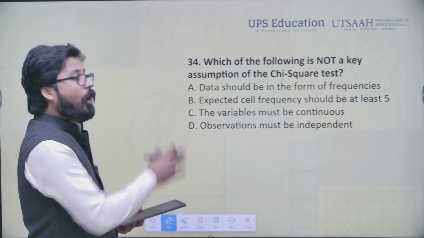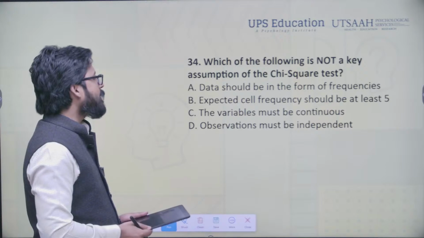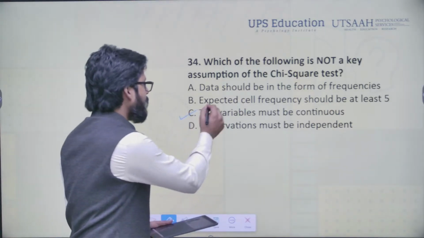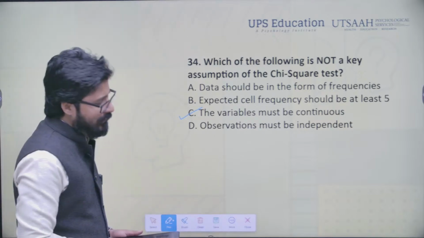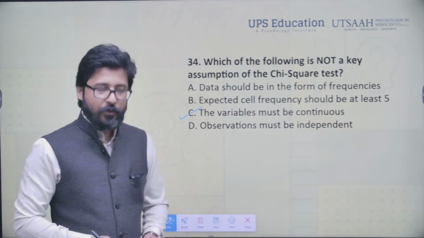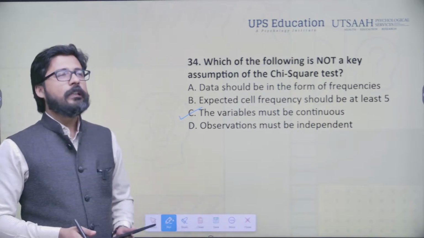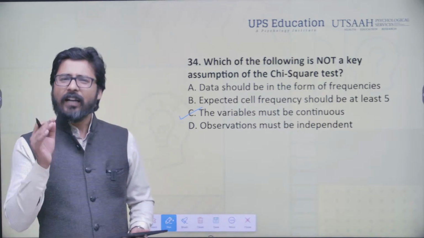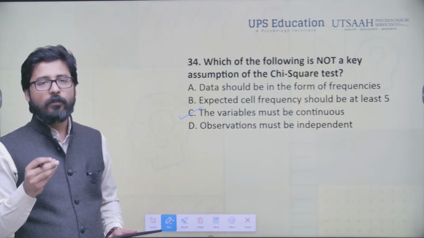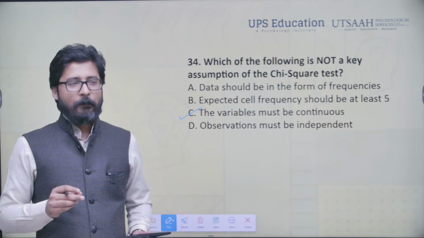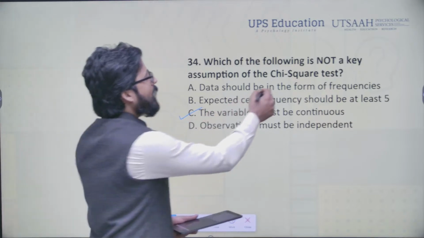So these are the options, and the correct answer will be C. The variable must be continuous. C is the right answer. Why is C the right answer? As I told you in the previous live lecture, we talked about it. There we discussed that whenever we are talking about this particular hypothesis testing, the chi-square test, we are using chi-square.